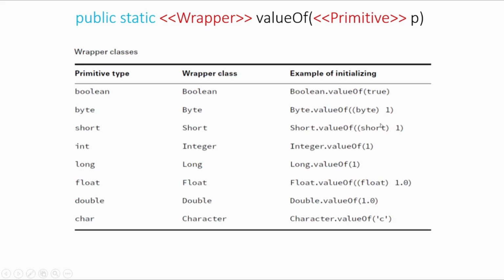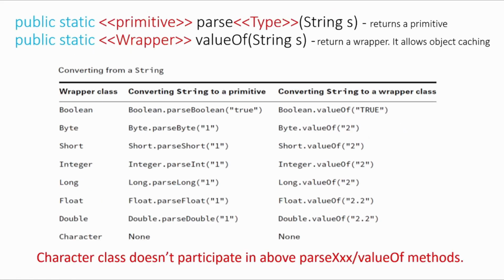Here in the method's argument, a literal value won't auto-box into byte and short as we have seen in the assignment. So assignment is a little different than a method argument. We have seen that we have parse and valueOf with a string in each wrapper class, and parse returns the primitive type and valueOf string returns the wrapper class. This is the old way of doing it. The character class doesn't participate in the above parse method and the above valueOf, which are the overloaded string versions.